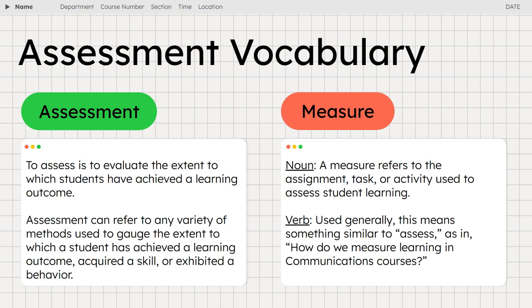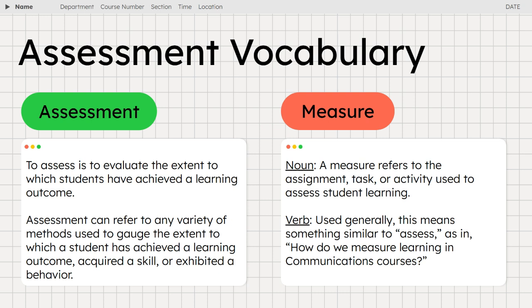So we'll go ahead and start with assessment. To assess is to evaluate the extent to which students have achieved a learning outcome. Assessment can refer to any variety of methods used to gauge the extent to which a student has achieved a learning outcome, acquired a skill, or exhibited a behavior.